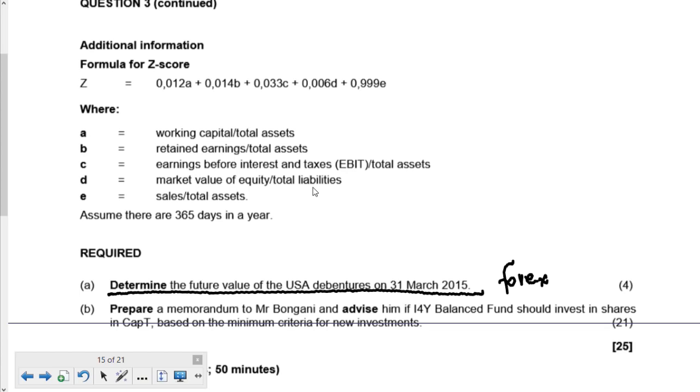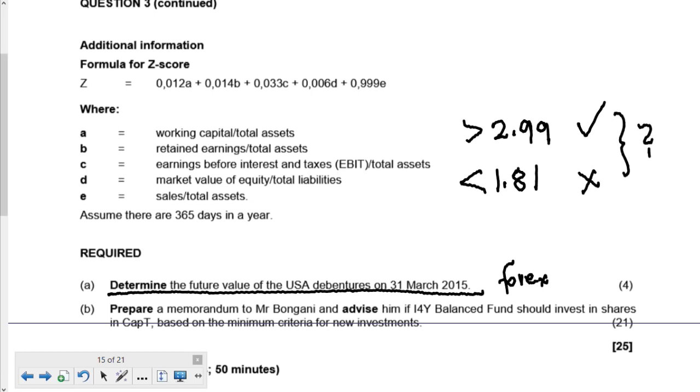I've got the book sitting here in front of me. It's the Z-score. Now, in South Africa, we usually use the K-score. The K-score is the 0.2, but here they've asked you to do Z. So it's not exactly what I said. A Z-score bigger than 2.99 is good. Less than 1.81 is bad. In between is a question mark.